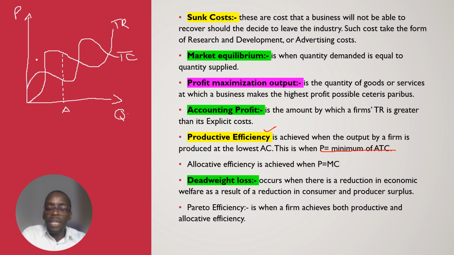Then we also have the other one, which is called allocative efficiency. Allocative efficiency occurs when our price is equal to the marginal cost. When price is equal to marginal cost, we are saying the business has achieved allocative efficiency. So productive efficiency is when price is equal to the minimum of ATC, and allocative efficiency is achieved when price is equal to our marginal cost.